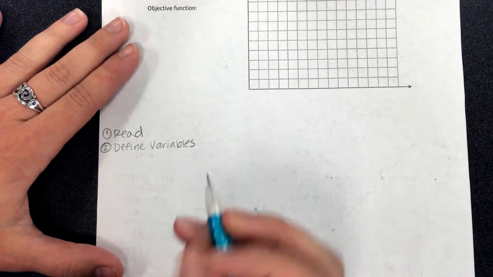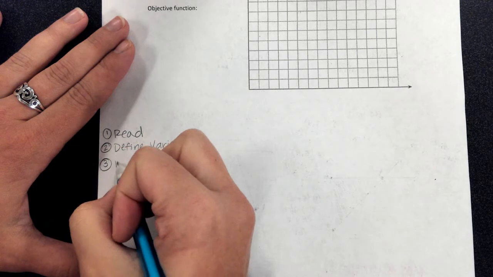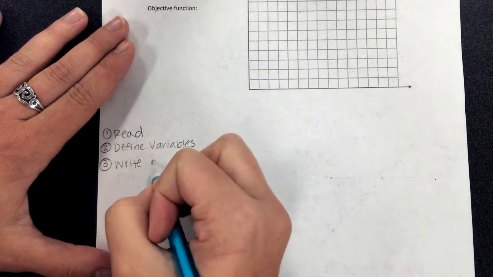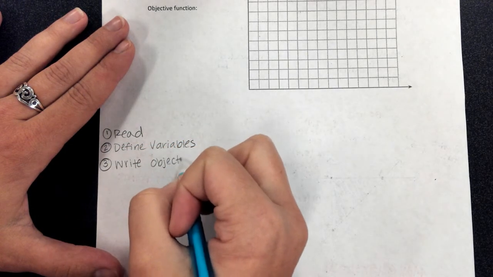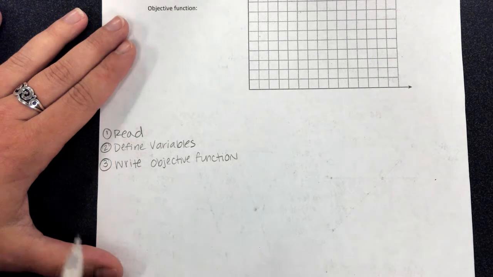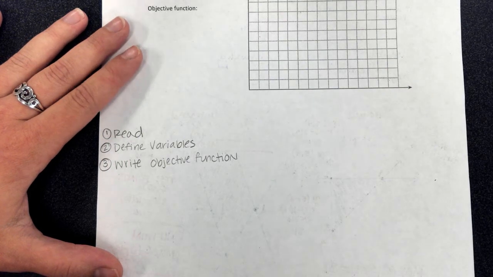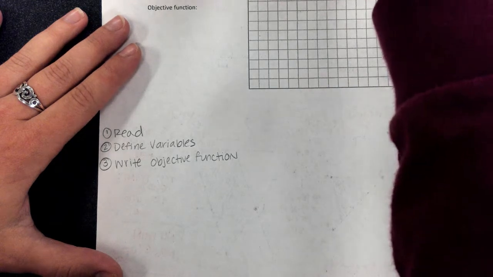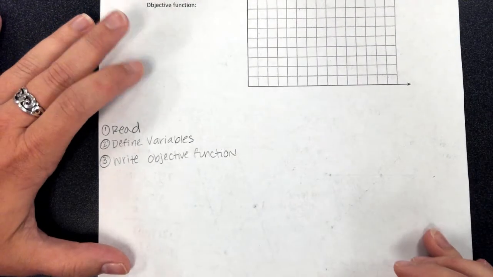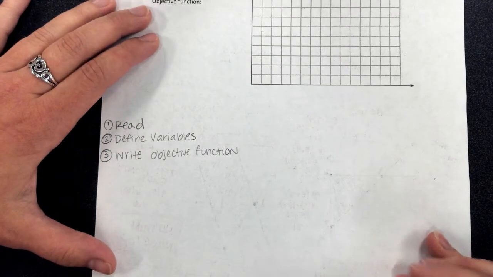Okay. Number three, you need to write the objective function. The objective function is what you're trying to figure out. How do I maximize profits? That's an objective function. How do I make the least amount of materials to sell? That's the objective function. Okay?